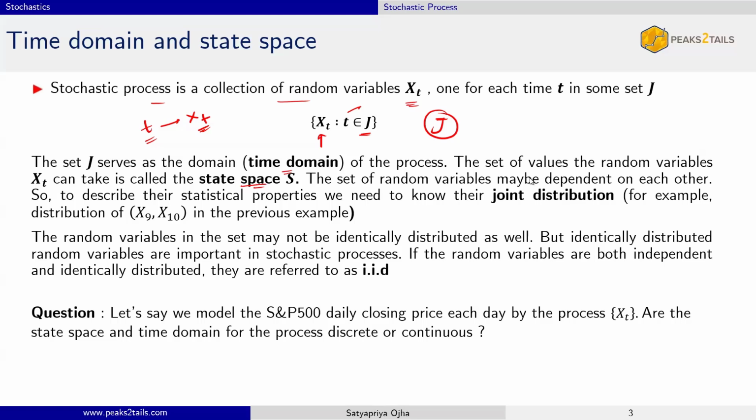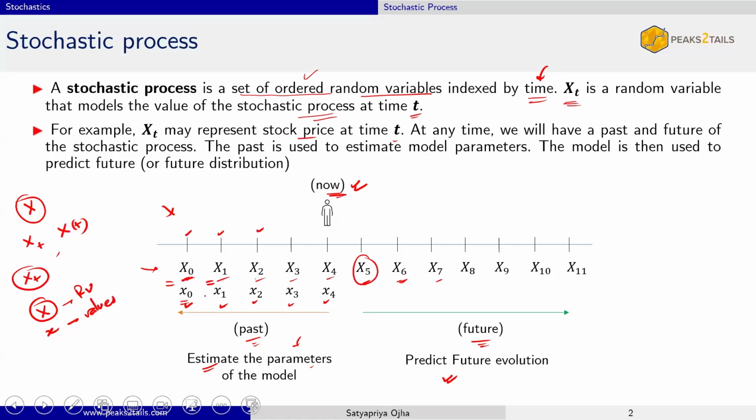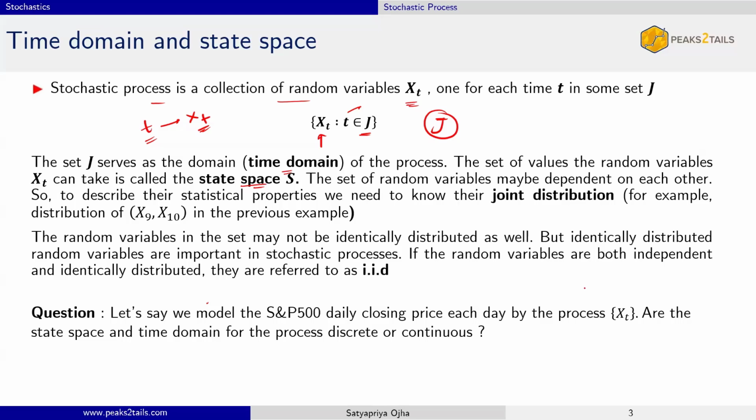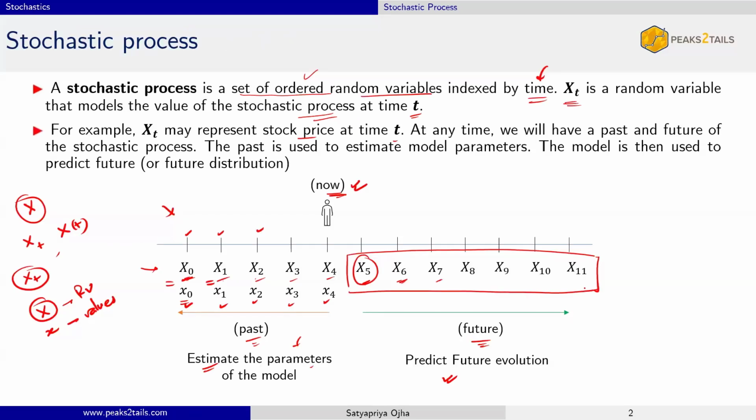Now, the set of random variables that we saw here, from here to here, all of these are still random variables. Now, these random variables may be dependent on each other. They may be independent also, depending on the type of stochastic process. So, in order to fully specify the stochastic process, you have to specify the joint distribution of these random variables. Joint distribution.